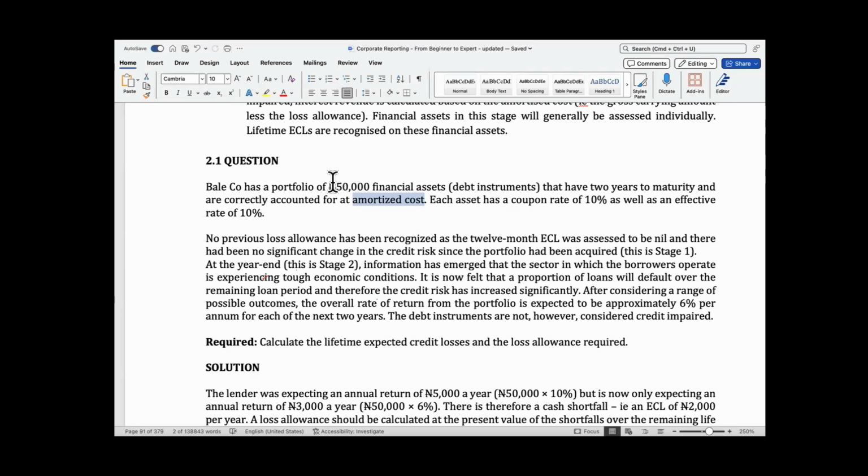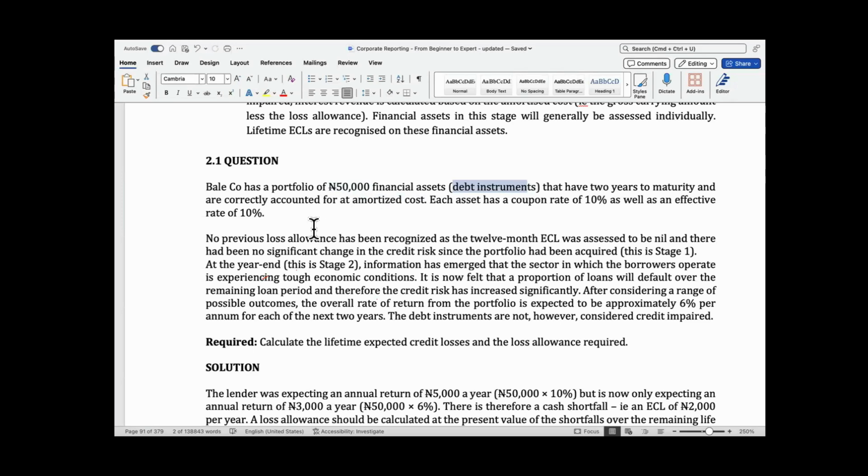Okay, so this guy borrowed some people 50,000. So that's why they call it a debt instrument. So the coupon rate is 10%, which means he's supposed to be getting 5K every year as interest. Okay.